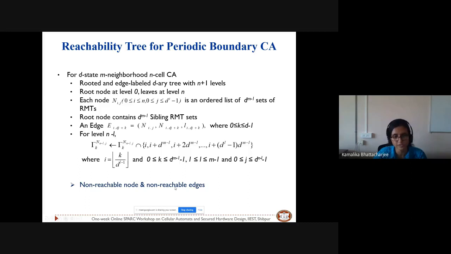Now for the reachability tree, we can get non-reachable nodes and non-reachable edges. A node will be non-reachable if it has a non-reachable edge, which means the node actually doesn't exist in the tree. If the content of an edge is empty, then that edge is non-reachable. And whatever node corresponds to that edge, that node is also not reachable. You can see an example of how to develop the tree.